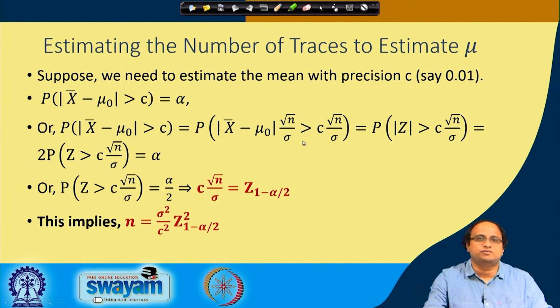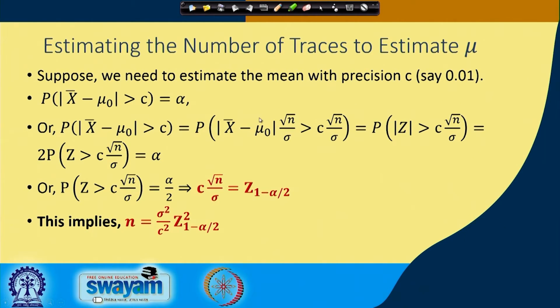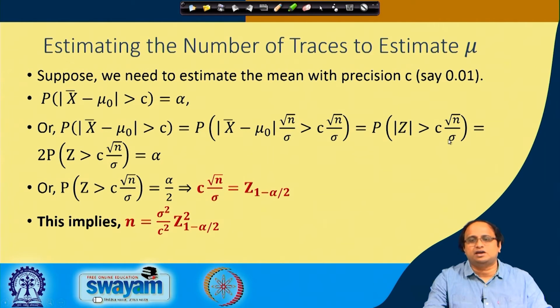So, you can multiply them without changing the sign, and this is nothing but your z statistic, the absolute value of z. Now, the absolute value of z is greater than C square root of n by sigma. If you just remove this absolute sign, then this probability is nothing but 2 into probability of z greater than or equal to C square root of n by sigma, and that is equal to alpha. This is an important thing to understand. I hope it is clear.